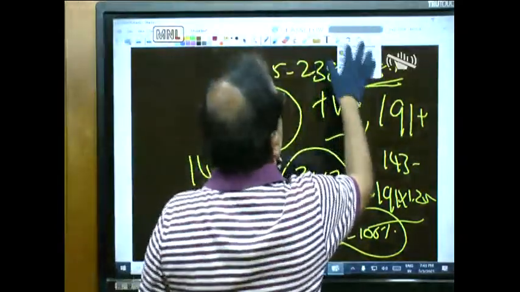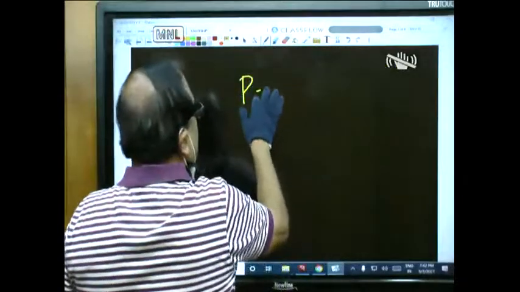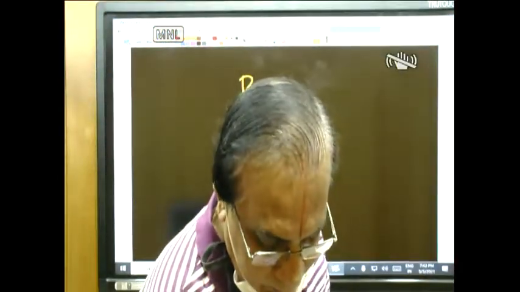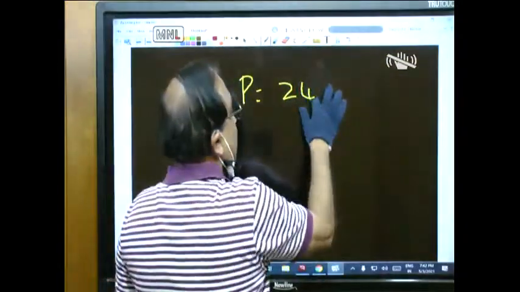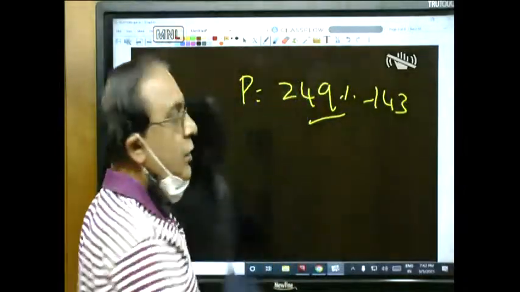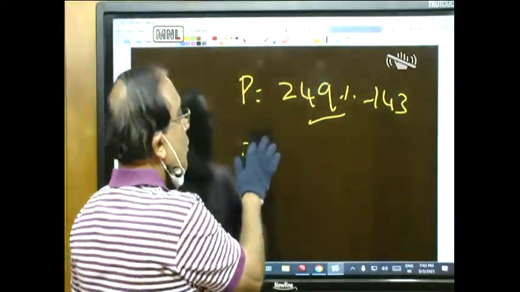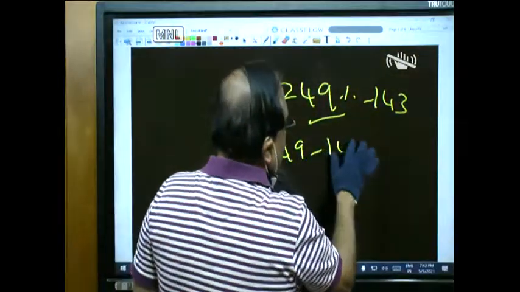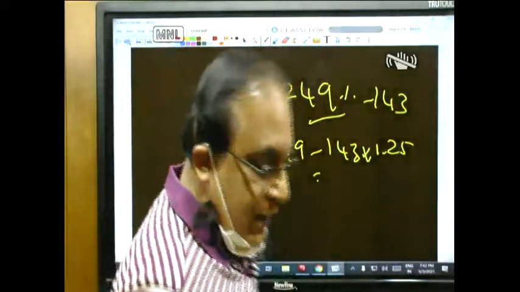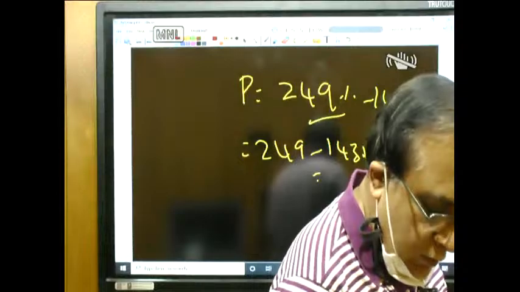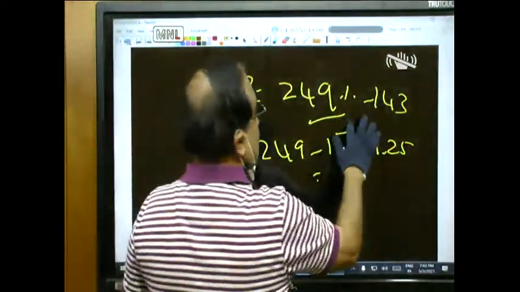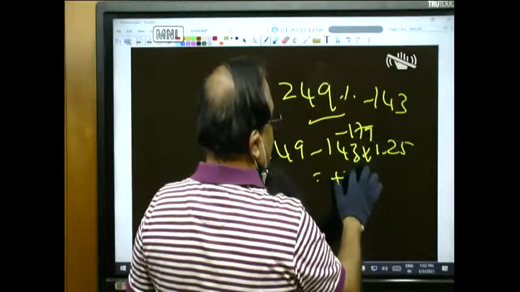Now the put option buyer, his profit is around 249% if you had bought, and this is 143 times. This is a gross return. So what is the net return? 249 minus 143 into 1.25, right? So that comes to minus 179, right? So here the profit is 70%.